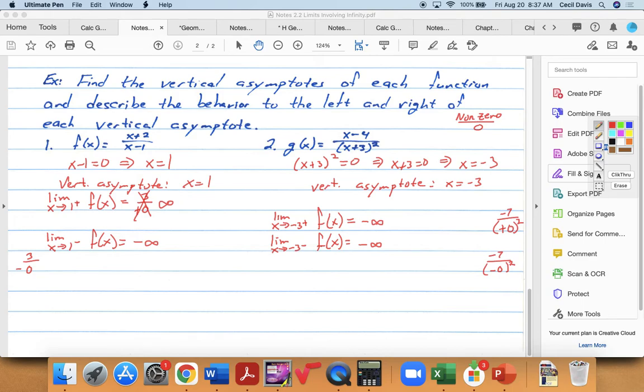So if you were graphing this at negative 3, there's a vertical asymptote, and both ends of the graph are going downwards.